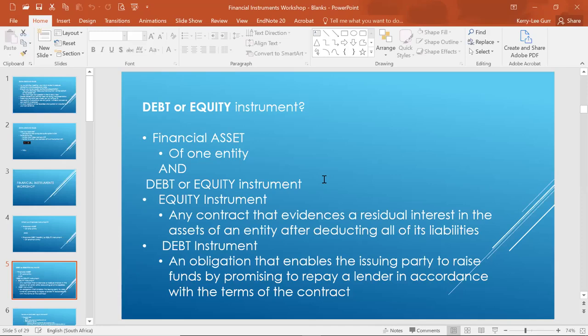When we look at our debt instruments, what type of items do we expect to see coming through? You'll often find in your examples things such as debentures, which I like to refer to as an IOU note. It's like a loan. You'll also see things such as bonds coming through. So when you start to see that type of terminology, you know we're going to be dealing with a debt instrument. And it is defined as being an obligation that enables the issuing party to raise funds by promising to repay a lender in accordance with the terms of the contract. So that's the type of thing we expect to see with any form of bond or debenture or loan.